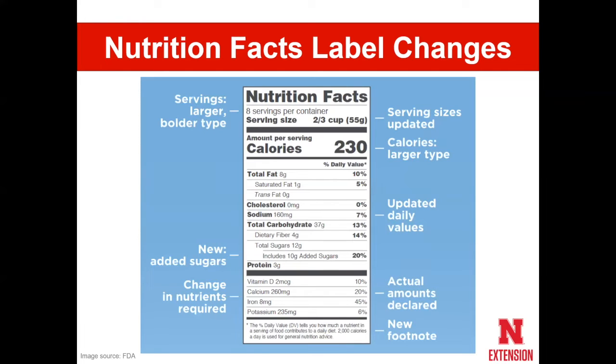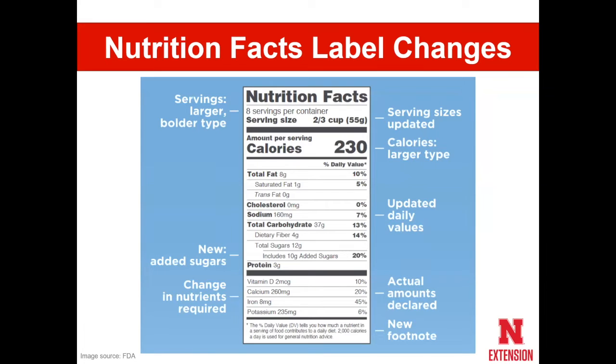So as you can see, the new labels make the type much bolder for the serving size, calories, and servings per container. Those changes were made because they wanted to emphasize the amount of calories people are consuming, because there is such a high rate of obesity in this country. So that was just to make people more aware of the amount of calories that they're consuming.